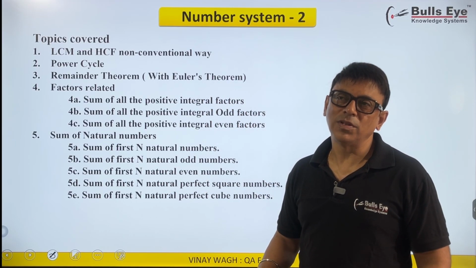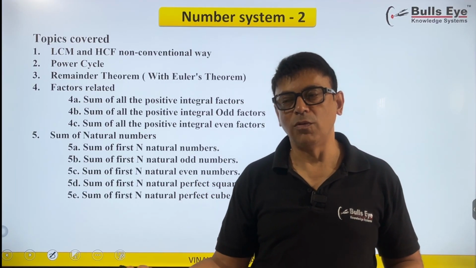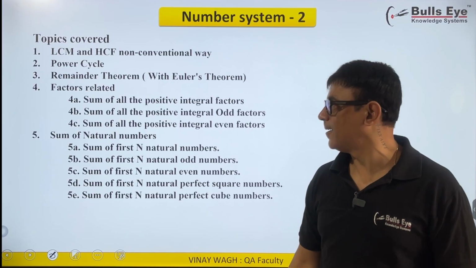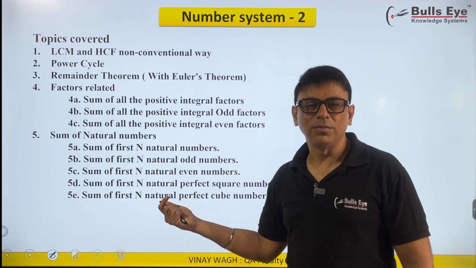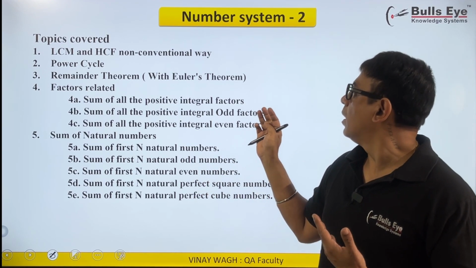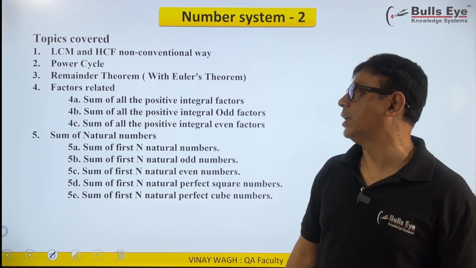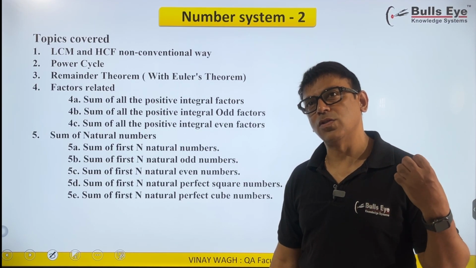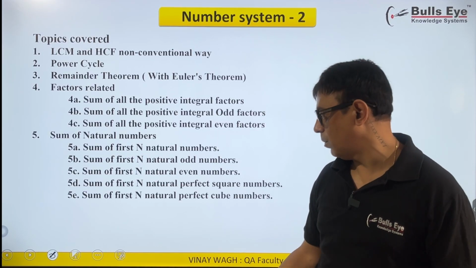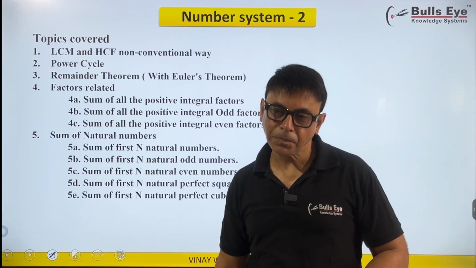But just to put some simplicity in it, we will have Euler's theorem to compare how the conventional modulus theorem is different from this and what is good and what is bad in it. Then factors related theories: sum of all the integral factors and sum of all the odd factors, even factors, and then the other theory related to the addition, the identities of n natural numbers, identities of odd natural numbers, even natural numbers, addition of the first n perfect squares, first n perfect cubes.